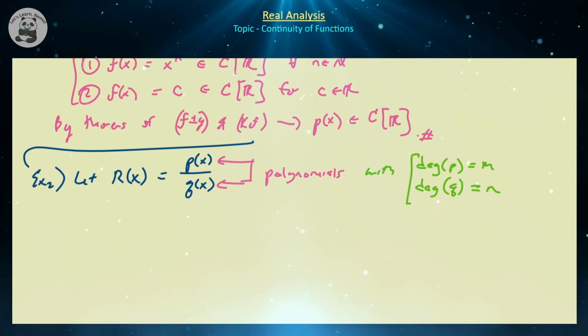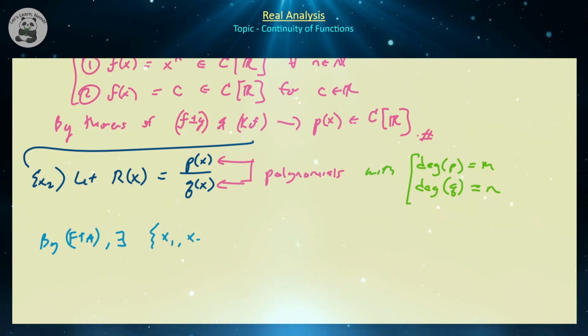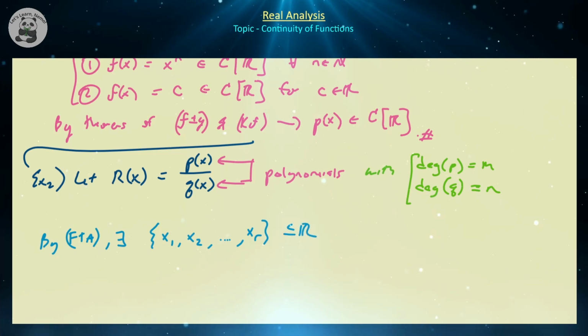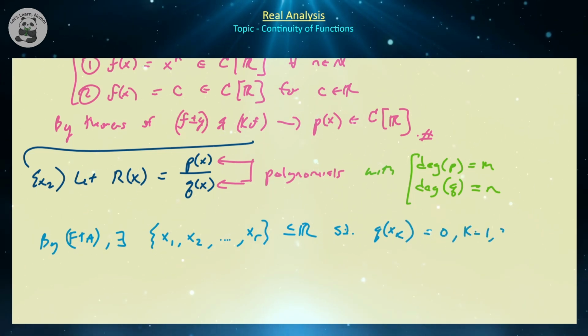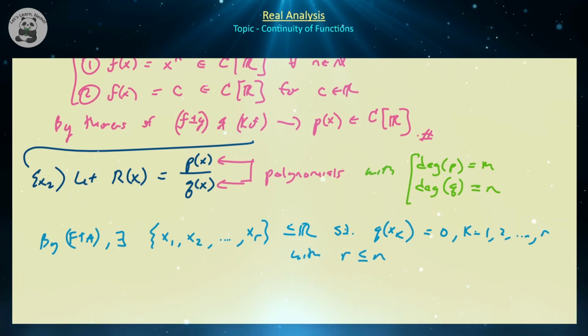So, we practically get it. So how can you justify that r of x, rational functions, are also continuous at r, provided that it's defined? By the fundamental theorem of algebra, what do we know? There exist some numbers, let's call them x1, x2, down to xr, in the set of real numbers, such that q of xk is equal to 0, where k is equal to 1, 2, down to r, with r less than or equal to n.